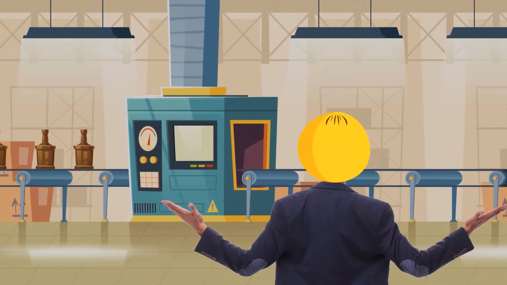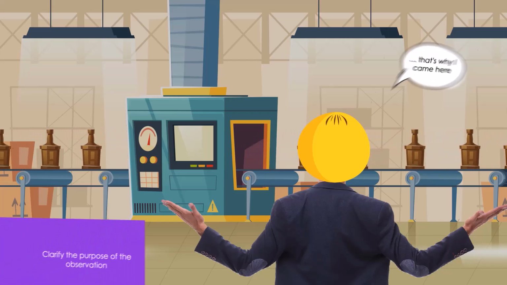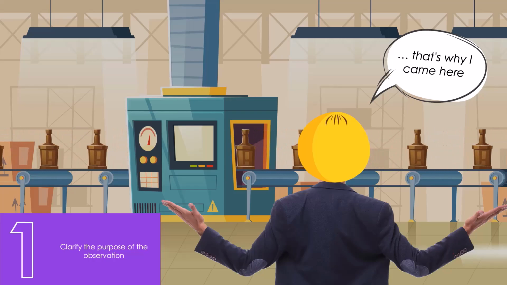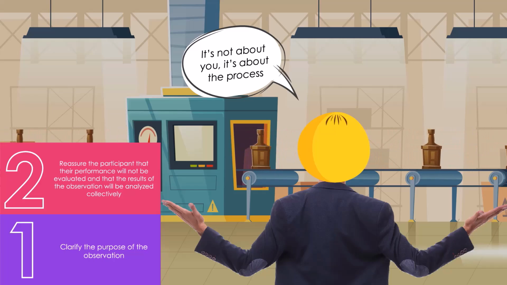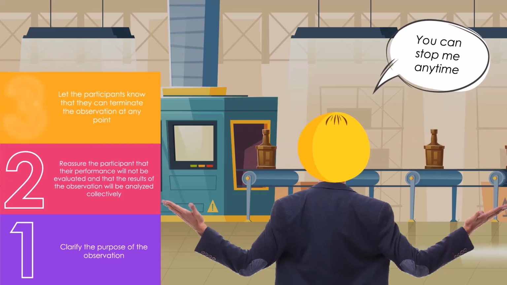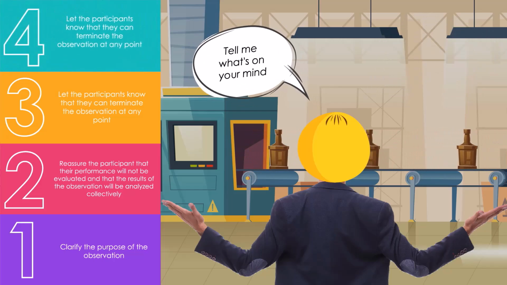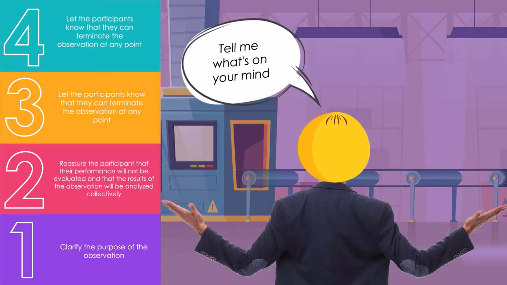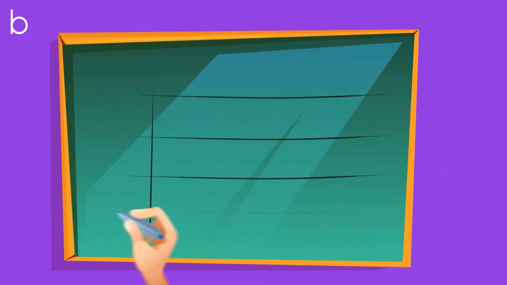Before the observation session, the business analyst should take the following steps. Clarify the purpose of the observation. Reassure the participant that their performance will not be evaluated and that the results of the observation will be analyzed collectively. Let the participants know that they can terminate the observation at any point. Encourage the participants to voice any concerns during or after the activity, depending on the approach being used, whether it's active or passive.